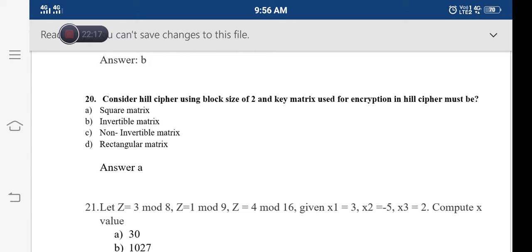So the matrix used at the time of encryption must be a square matrix, and it must also be an invertible matrix. Those who have answered square will get marks, and those who have answered invertible will also get the marks, no problem here. Since you people will find confusion here, the answer is A or B, and you will get the marks.